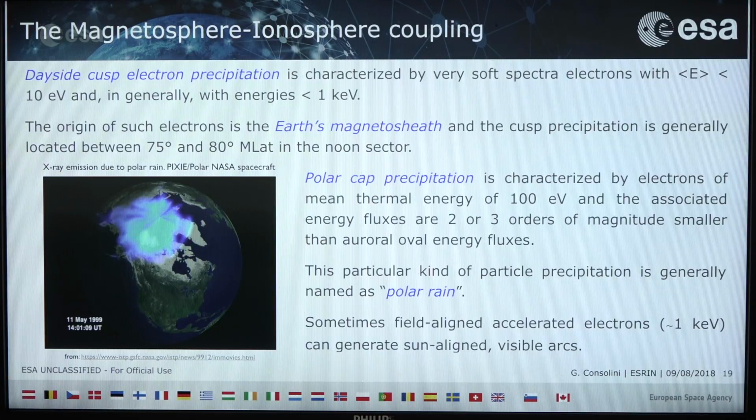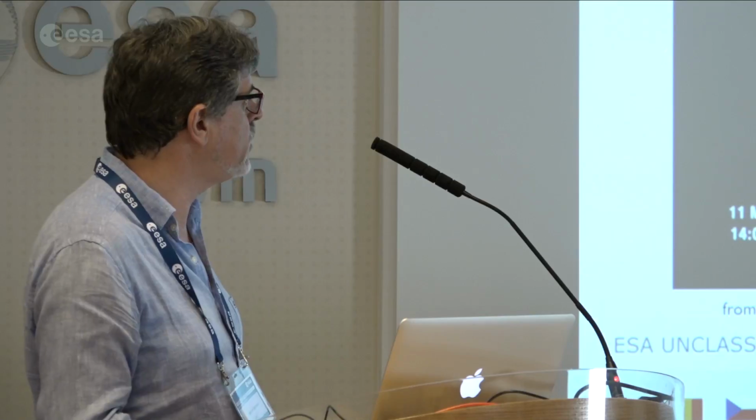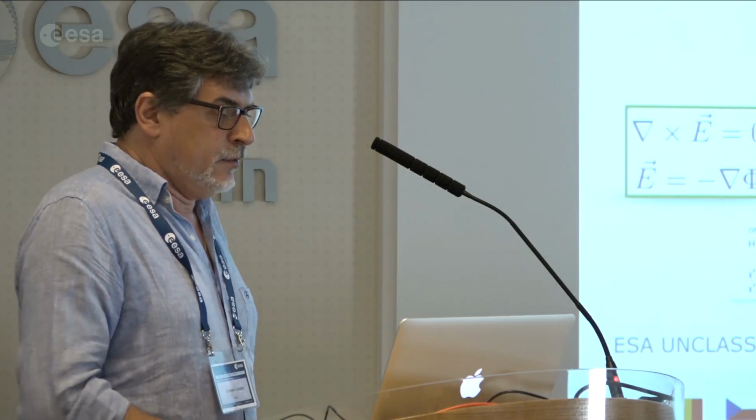Then we have the polar cap, which is characterized by electrons of thermal energy of 100 electron volts, and is associated with fluxes which are 2 or 3 orders of magnitude smaller than what we observe in the auroral oval. In these regions, we have a specific phenomenon called polar rain. This continuous flow of particles coming from the tail region is considered polar rain. Sometimes they are accelerated by other phenomena, and sometimes there is an increase, so we talk about polar showers instead of rain.